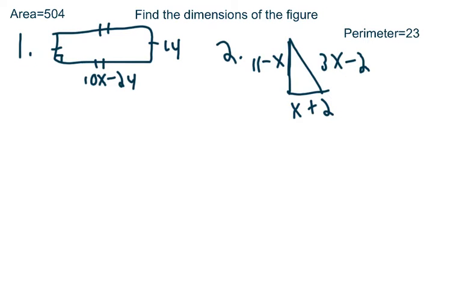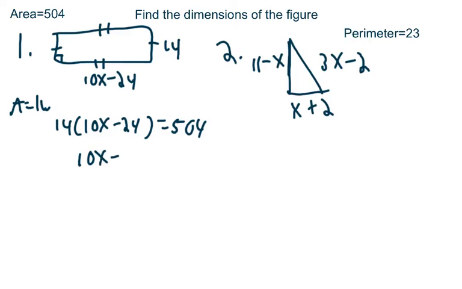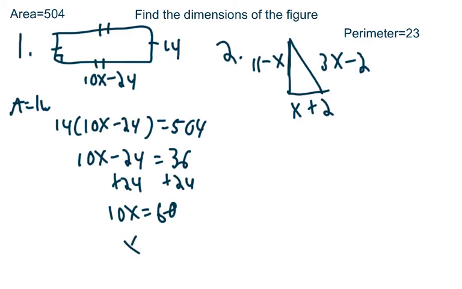Okay, since we're finding the area, it is equal to length times width. So it'll be 14 times 10x minus 24 equals 504. Divide 504 by 14, which would be 10x minus 24 equals 36. Add both sides by 24. 10x equals 60. X would be 6.